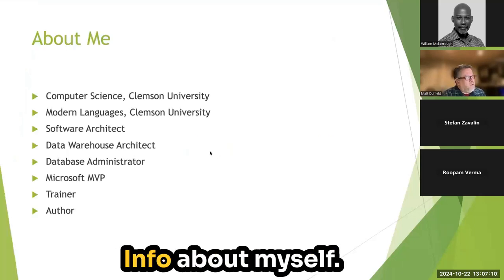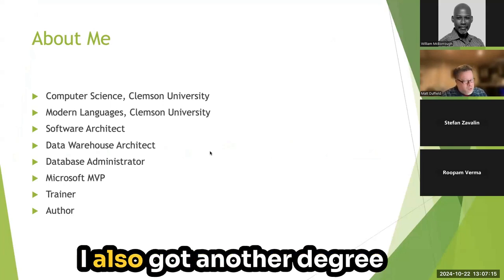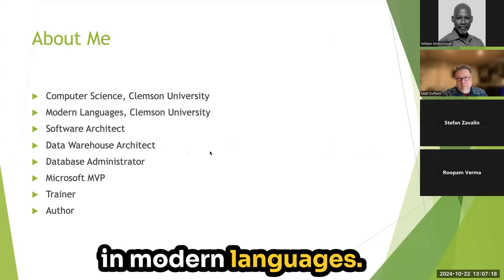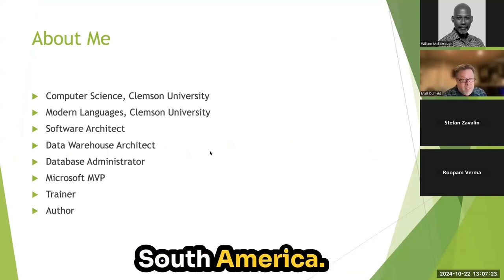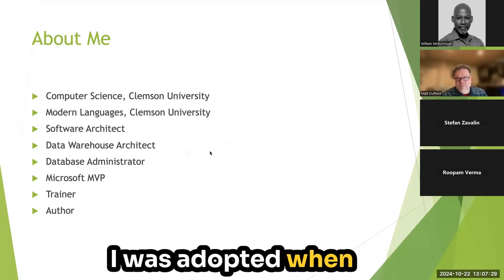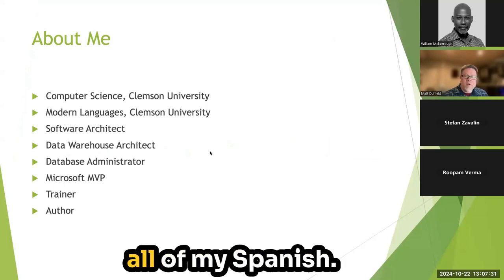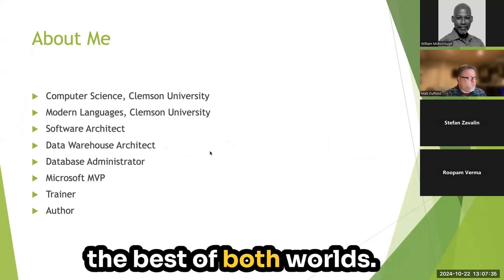Just a quick info about myself. I went to Clemson University where I got a degree in computer science. I also got another degree in modern languages. I'm originally from Colombia, South America, and so I speak Spanish fluently, but I was adopted when I was really young, so I didn't remember all of my Spanish. So I wanted to get a degree in it and have the best of both worlds.